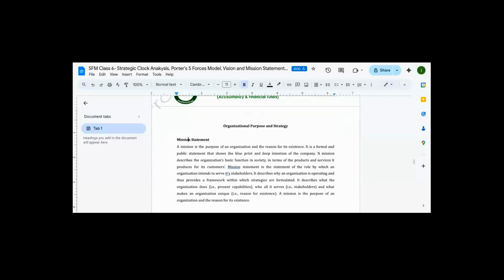Vision and mission statement. We call it V and M. Vision and mission. The vision will come first. VISION. It will come first before the mission statement. So what do we call a mission statement? A mission statement is the purpose of an organization and the reason for its existence.